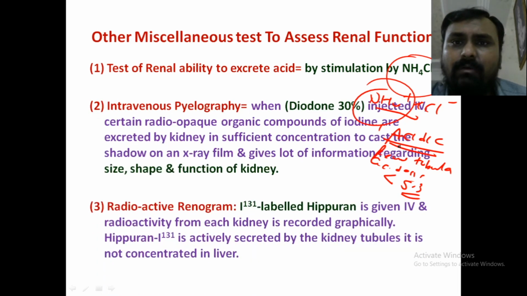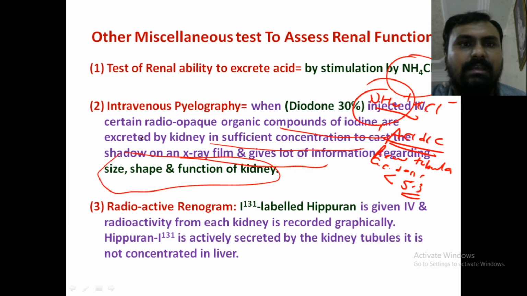Then intravenous pyelography: diodone 30% is injected, and this radiopaque substance, organic compounds of iodine, is excreted by the kidney in sufficient concentration to cast a shadow on the X-ray films and give a lot of information about the size, shape, and function of the kidney. Then radioactive renogram: radioactive iodine is given IV, and then we see whether it is excreted or not.